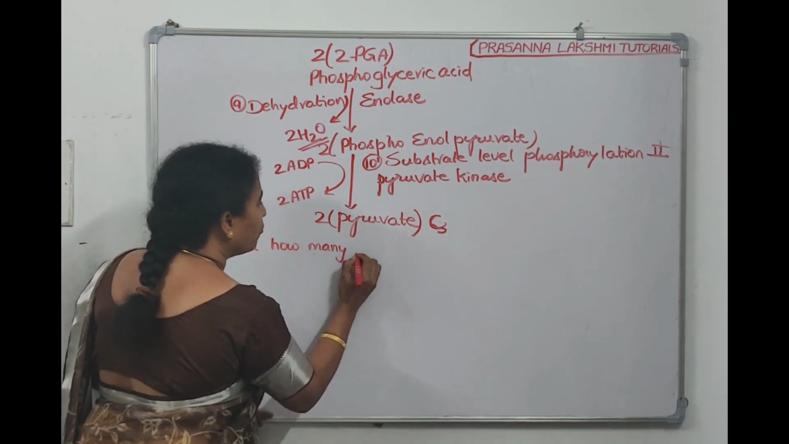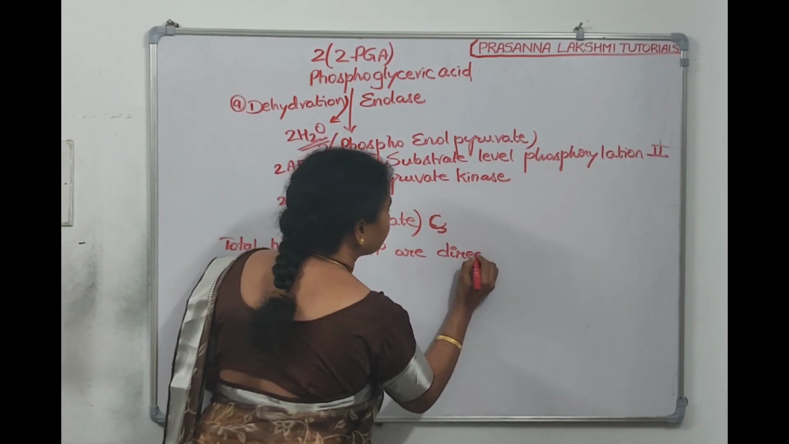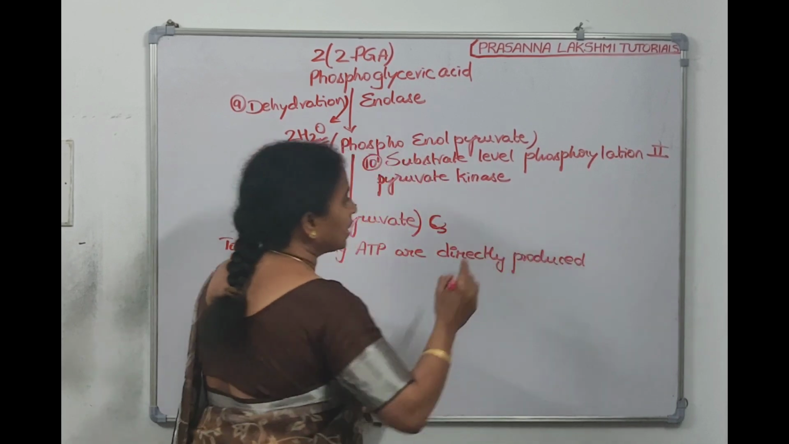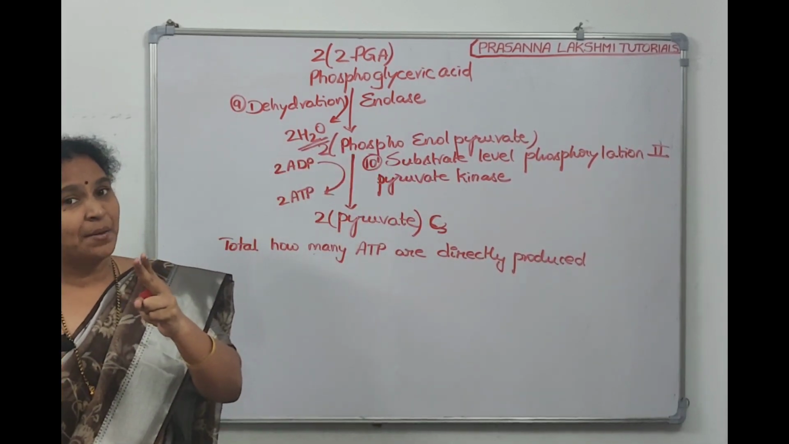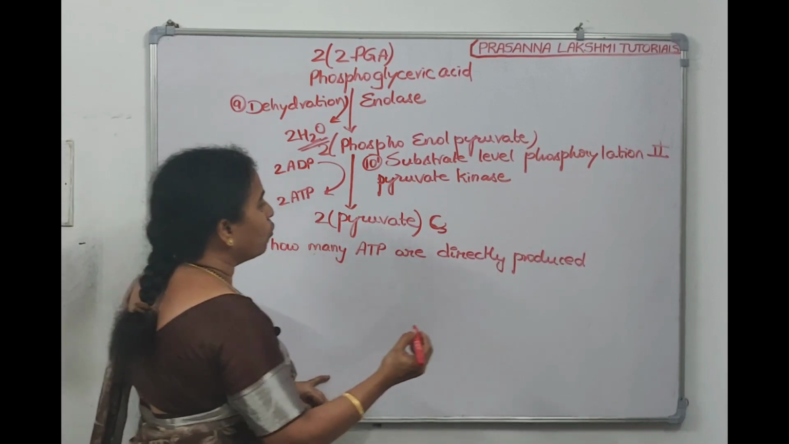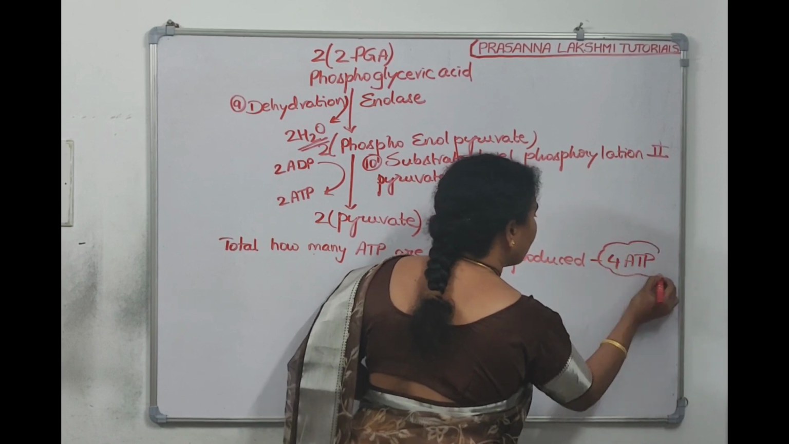In total, how many ATPs are directly produced by glycolysis? In the 7th reaction, 2 ATPs are made. In the 10th reaction, 2 more ATPs are made. So 2 plus 2, we can tell 4 ATPs are formed.